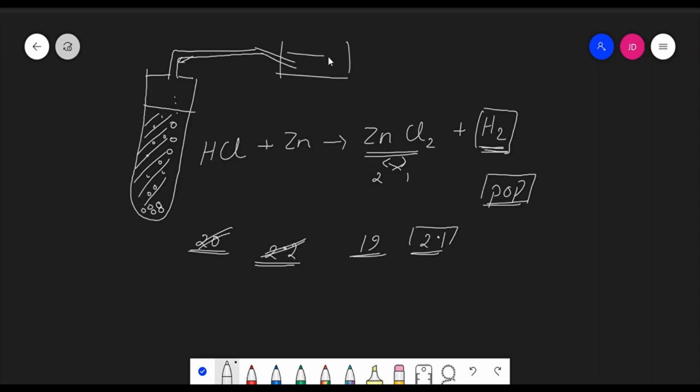a soap water. Why soap water or water containing soap? Because you know when you put air in a soap containing water, it forms nice bubbles, big bubbles. So I want big bubbles to form, and when you burn these bubbles using a candle, you will hear pop sound or popping sound. So we say whenever a certain gas burns with popping sound, we know that the gas is hydrogen gas.